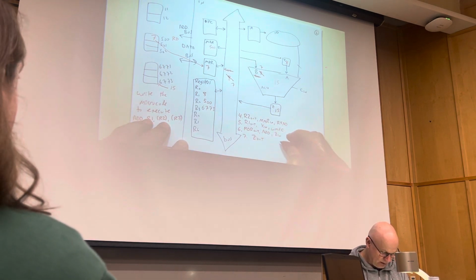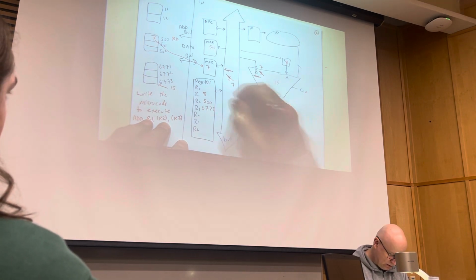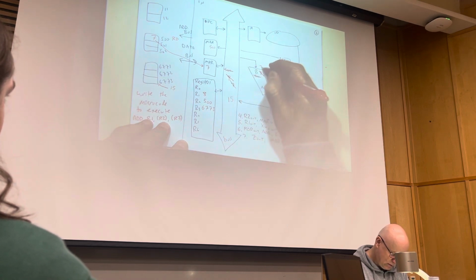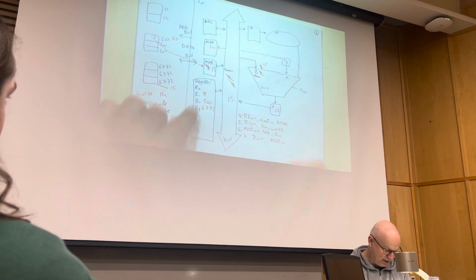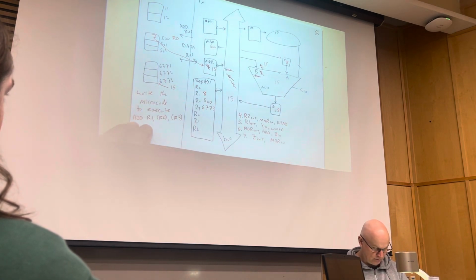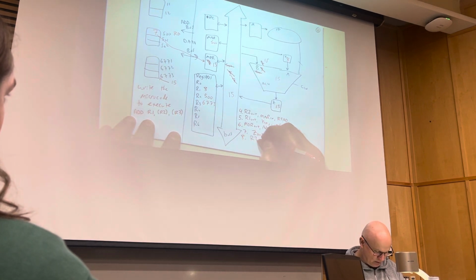Z out, 15. Where's that going? That's the data. MDR in, 15. Write that. Where? Cycle 8. R3 out.